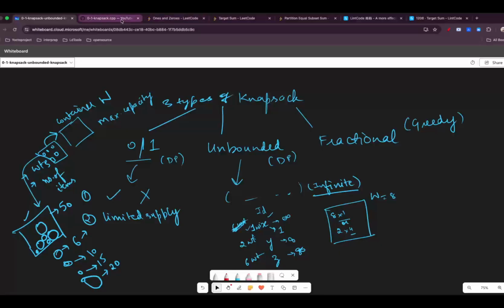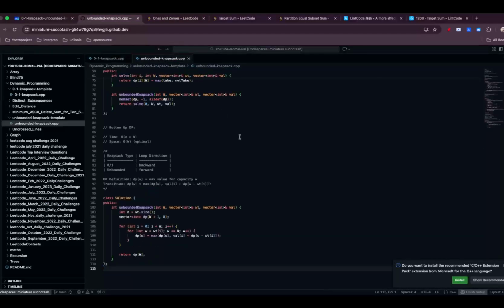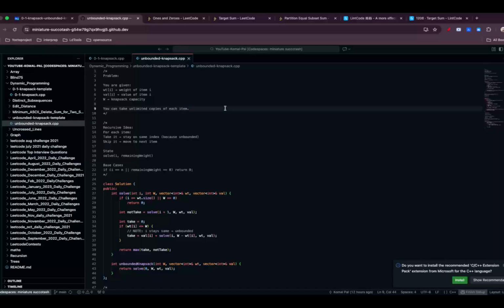So now first, about the template of this unbounded knapsack. First thing, weight of I, value of I, find these things the same as what we used, but the only thing is that you can take unlimited copies of each item.